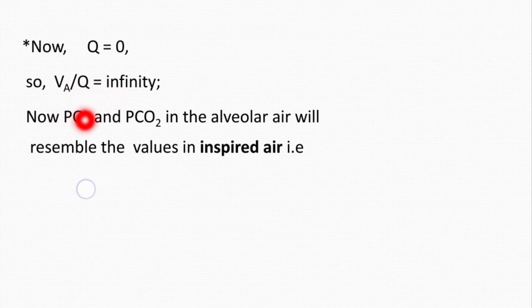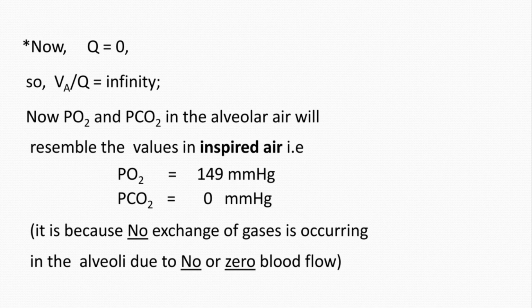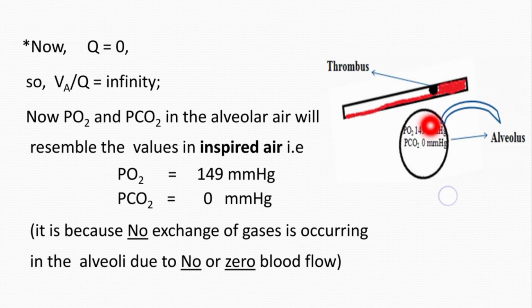So now PO2 and PCO2 in the alveolar air will resemble the values in the inspired air, because the inspired air is coming normally to the alveoli, but there is no blood with which it can exchange gases. So PO2 and PCO2 will resemble the values in the inspired air, that is PO2 will be 149 millimeter of mercury and PCO2 will be 0 millimeter of mercury. It means that there is no exchange of gases and there is no or 0 blood flow.